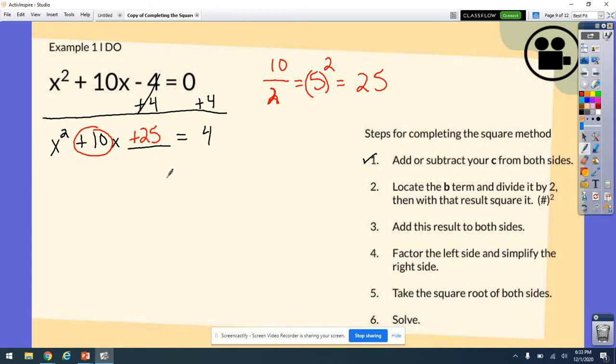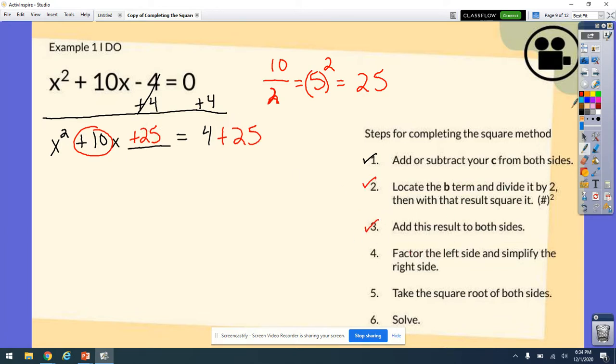Now, you can't just put any number out of nowhere into the equation. You have to balance it out. So you also have to put it on this side of the equation. In other words, I have a positive 25 and a positive 25 here. If I subtract it over, it will cancel each other out. So that's basically what we have to do here. So add this result to both sides. Positive and positive, done.